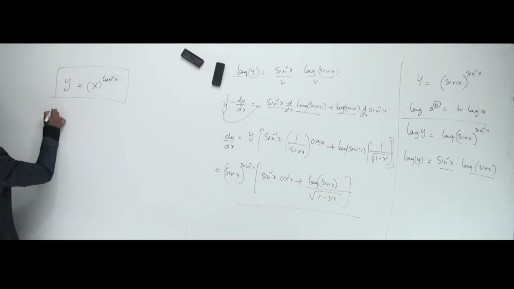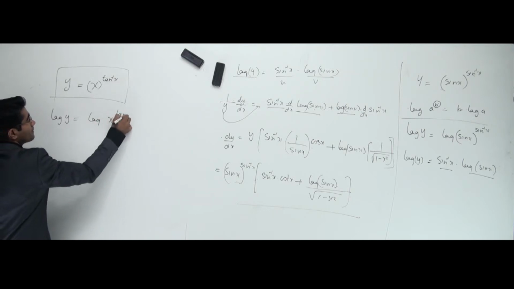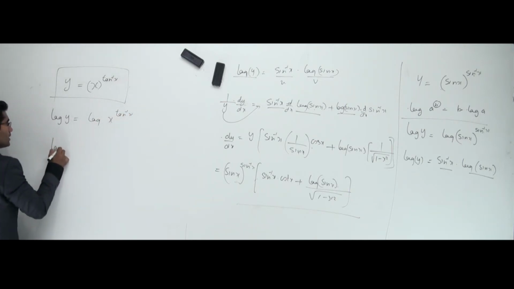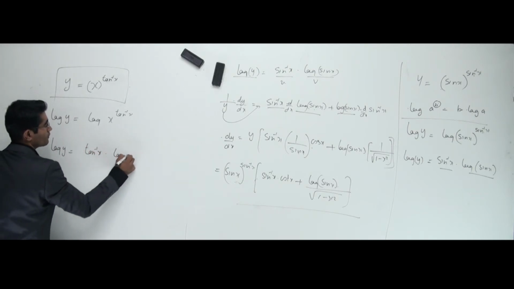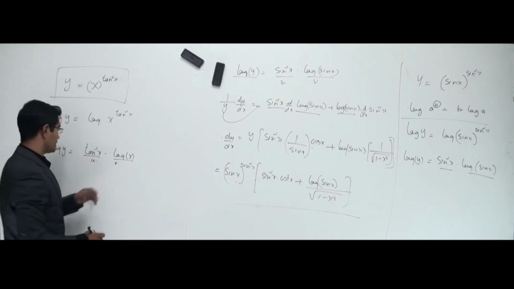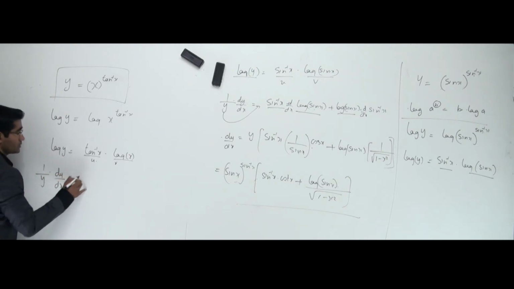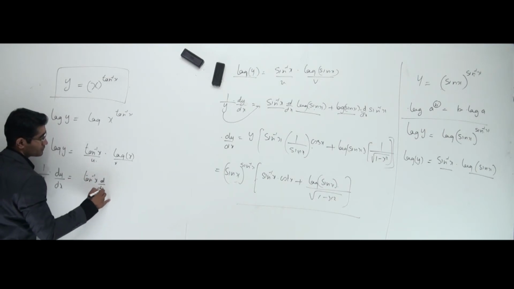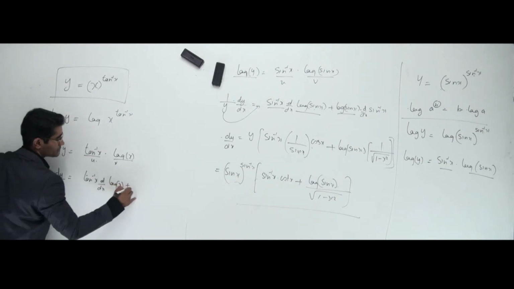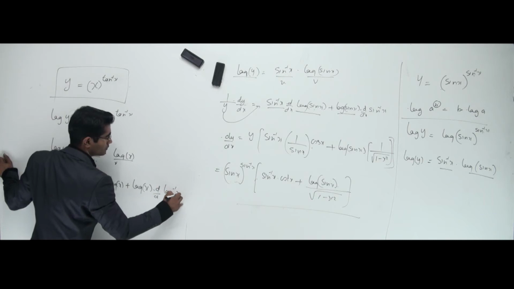Whenever you have this, take log on both sides, that is log y is log of x to the power tan inverse of x. What happens here? Log y is equal to tan inverse of x into log of x, and that's it. So now I can see these look like the product rule, and let's differentiate that. So this goes like 1 by y and dy by dx is equal to, I'll keep tan inverse of x into d by dx of log x plus log x into d by dx of tan inverse of x, that's it.